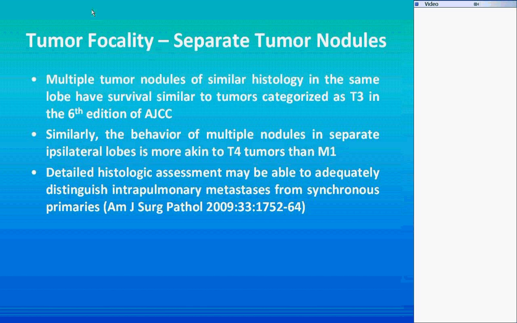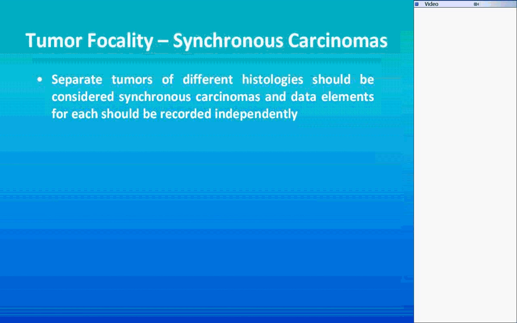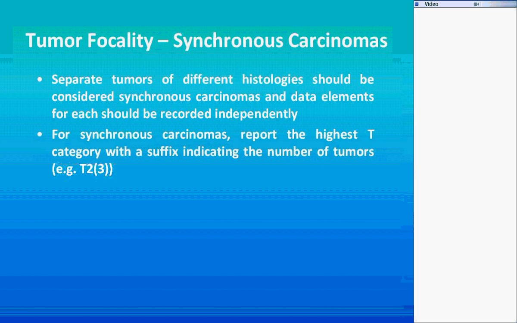So it'll be interesting to see if there are further papers and studies using detailed histologic assessment to help us with this difficult problem. But nevertheless, if a tumor in a patient has a different histology from a second tumor nodule in the same patient, we consider them synchronous carcinomas, and the required data elements in the checklist should be reported for each of those tumors separately. The way in which the TNM category is designated is with a suffix after the highest T category for those tumors and with the number of tumors that are in the patient.